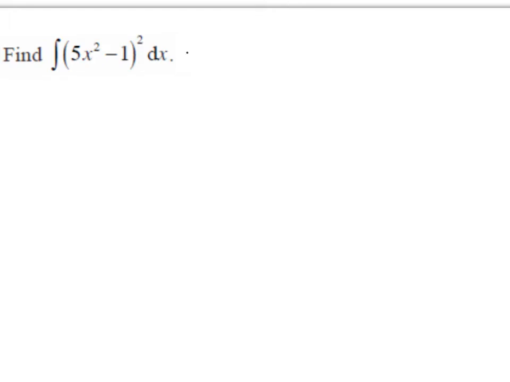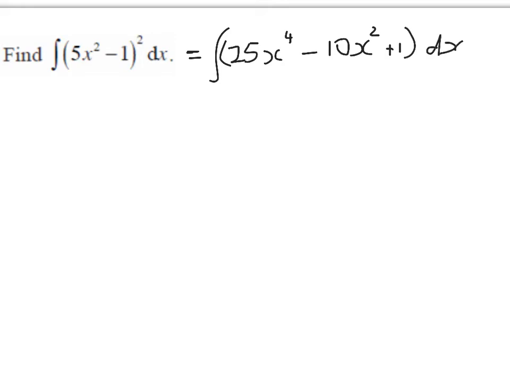Well, if we look at that, we see that we need to expand it out. So I'm going to do that without writing out both brackets. You might need to write out both brackets. You're going to get 25x to the power of 4 minus 2 lots of 5x squared. So that's minus 10x squared plus 1. And we're integrating with respect to x.